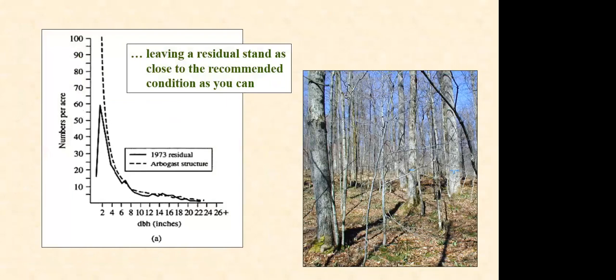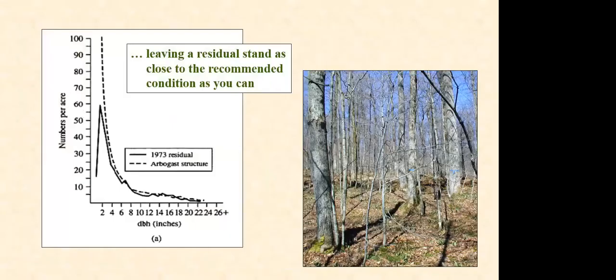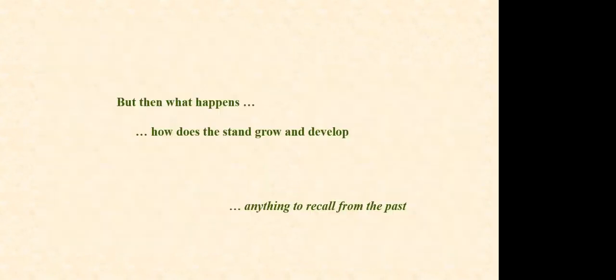Here's the actual cut in that stand. Let's go back. Here's what we found prior to cutting. There's the actual residual. So it's mimicking the Arbogast Arnold and Gilbert structure across the diameter distribution, but at lower residual density. We were going to a longer cutting cycle, something more like 15 to 20 years. And so we reduced the stocking across the structure, but tried to get as close as we could to the proportions represented in the Arnold and Gilbert distribution.